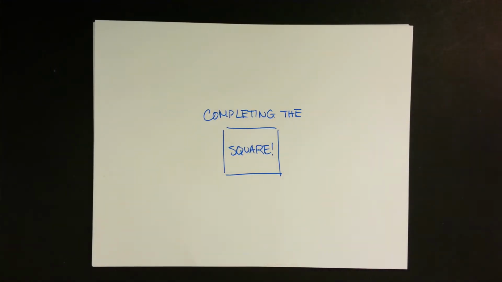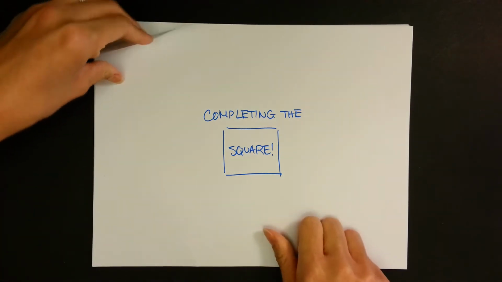We're just going to do a couple of examples so that you can get the procedure in mind and practice it before your test. So what is the process of completing the square? Why are we completing the square?